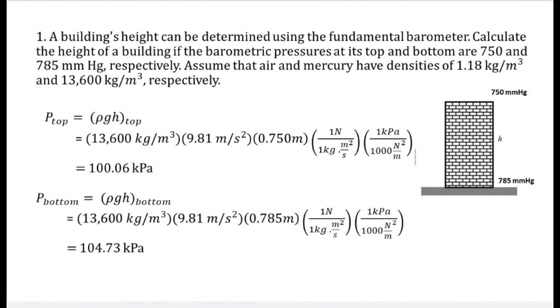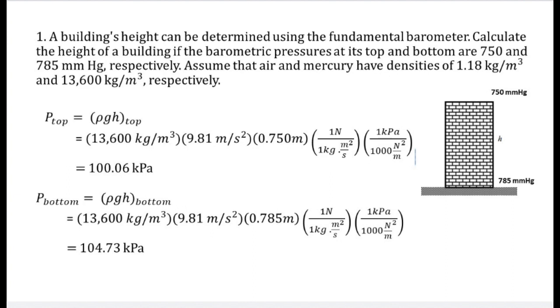Okay, proceeding to solving to get the atmospheric pressures at the top and the bottom of the building. So the pressure is equal to the density times gravity times height. The density of the mercury is 13,600 kg per cubic meter times 9.81 meters per second squared, the acceleration of gravity, times the height. So the height is 750 millimeters, converted now to meters, so it became 0.750 meter.